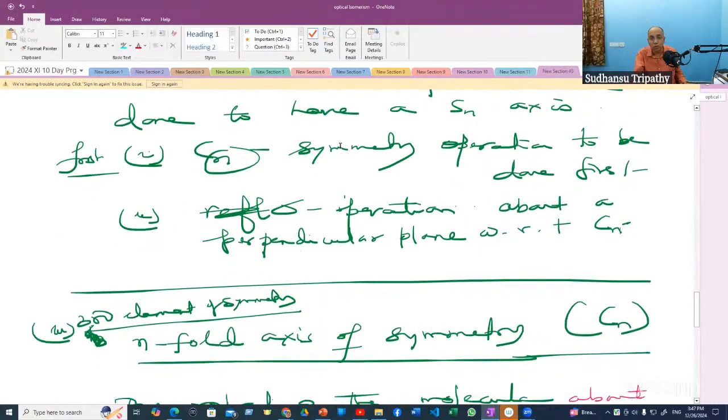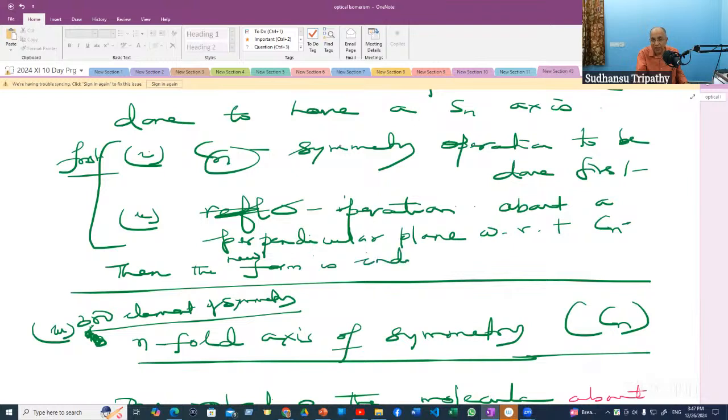And these two, then the new form is indistinguishable with the old form.